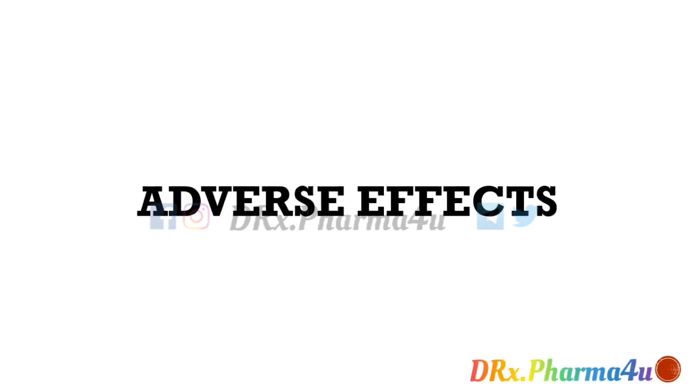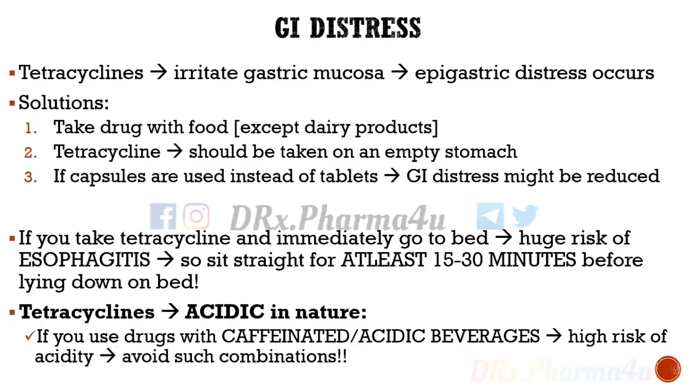Now let's talk about the adverse effects of tetracyclines. Tetracyclines usually irritate the gastric mucosa, and as a result, epigastric distress can also happen. There is a practical knowledge that you can connect this with. If you remember the class of drugs known as bisphosphonates, for osteoporosis: alendronate, risedronate, ibandronate, zoledronic acid. Zoledronic acid is still okay. There also we give the same counseling.